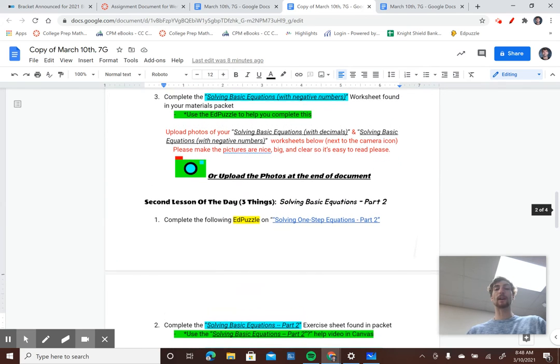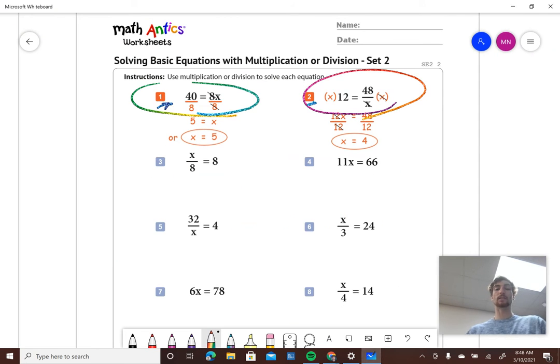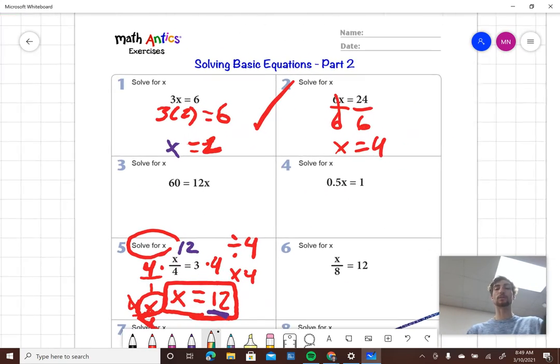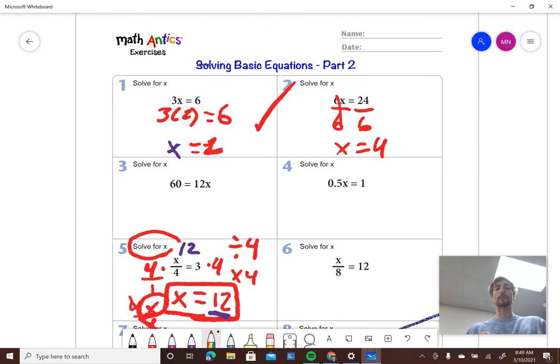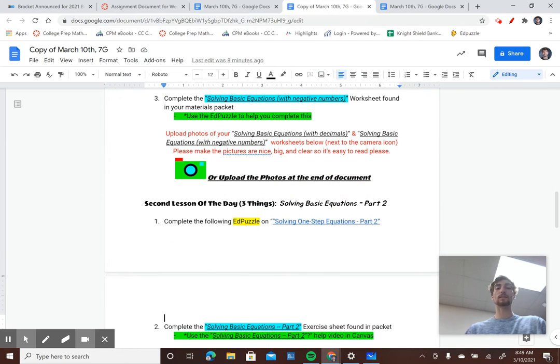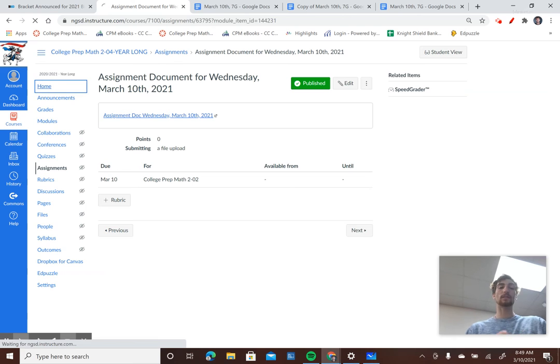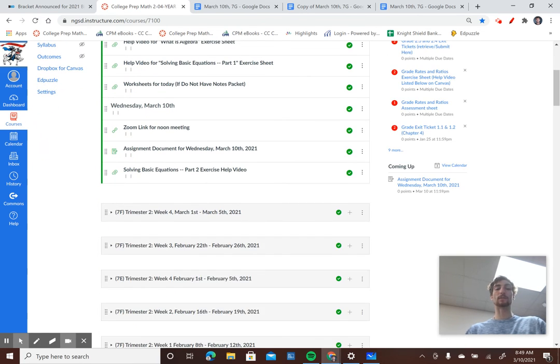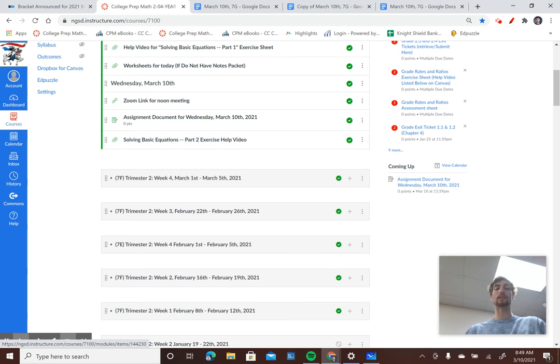And remember, if you have trouble on that exercise sheet, or if you just want some extra help or guidance, then you can go to Canvas, and there will be a sheet for solving basic equations exercises. So let's go ahead and check it out. Here I am back at Canvas. I go to my home screen, and right there at the bottom, Solving Basic Equations, Part 2 Exercise Help Video. That's exactly what we're looking for. All right, so I can click on that. It'll give me some extra guidance, help me complete my worksheet.